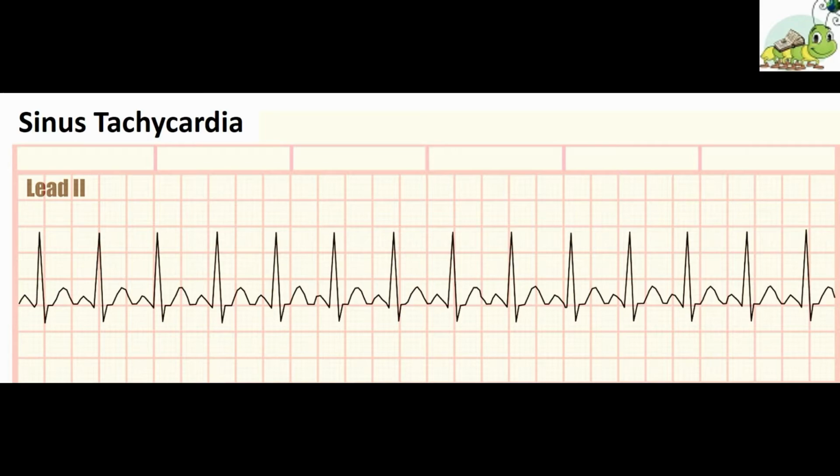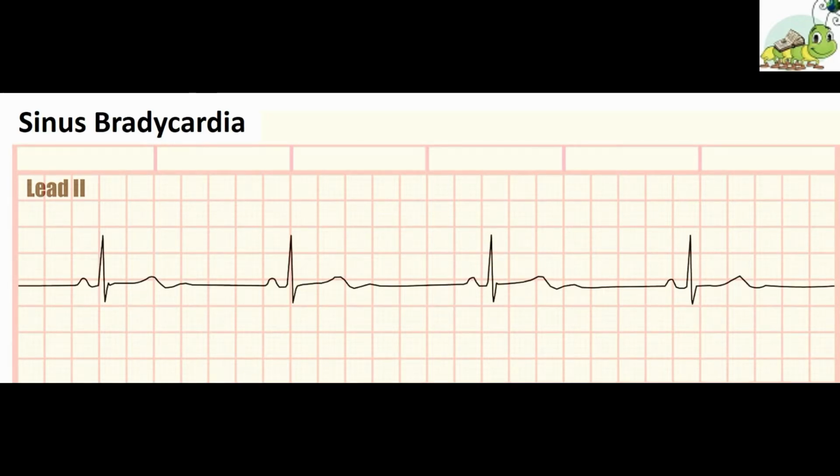That is sinus tachycardia or sinus bradycardia. In sinus tachycardia, there is an abnormally fast resting heart rate, greater than 100 beats per minute. In sinus bradycardia, there is an abnormally slow resting heart rate, less than 50 beats per minute.